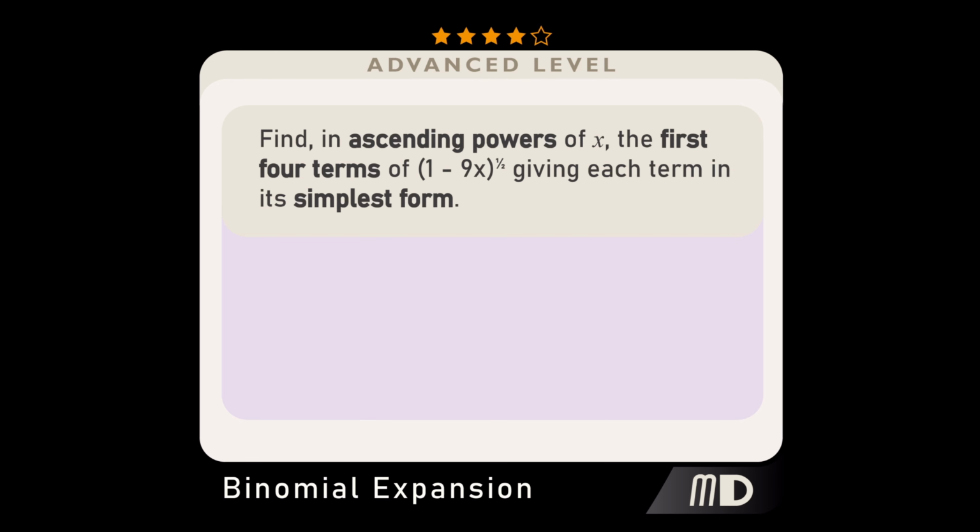This is question 2 from the 2024 Pure Mathematics exam and tests our understanding of the binomial expansion.